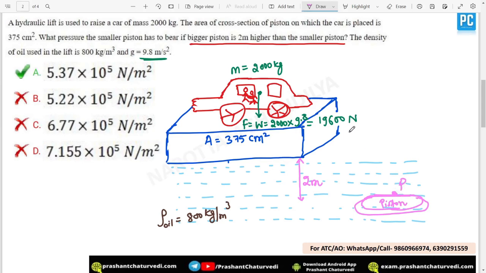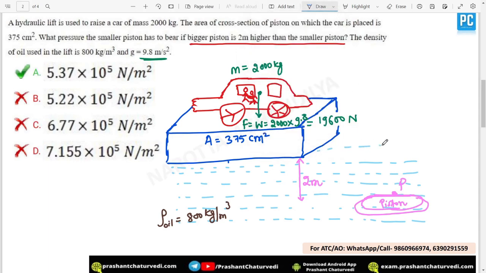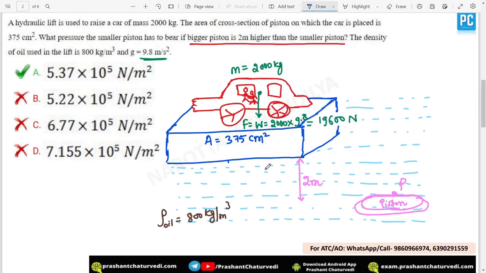I had taught you the fluid mechanics part also, so from there you can directly answer this particular question. It's very easy. Everywhere it is like water, you can simply show it. So let me know. See, everywhere these pistons are actually immersed in oil.